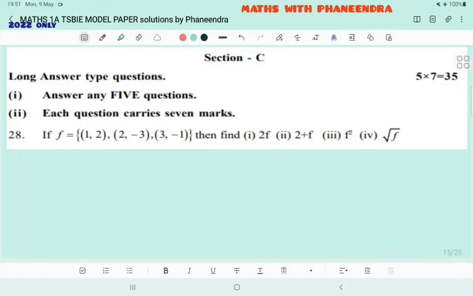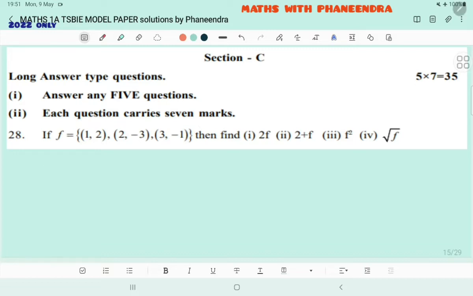Yeah, hello dear students. So we enter into section C. In section C, we have 10 questions from question 28 to 37. You have to write any 5 questions. Each carries 7 marks. So let us have a discussion.